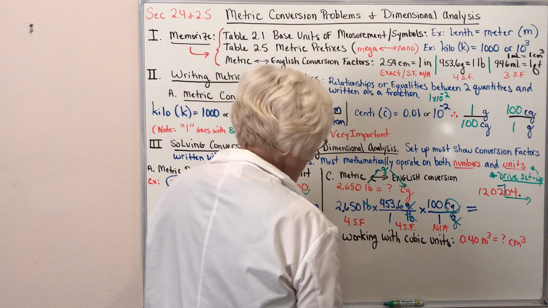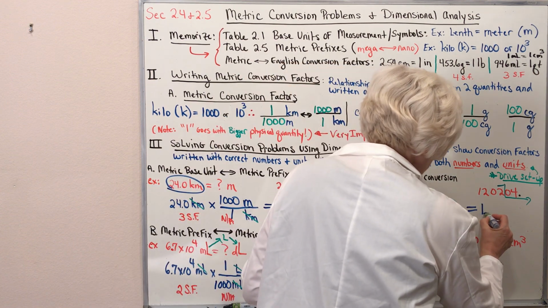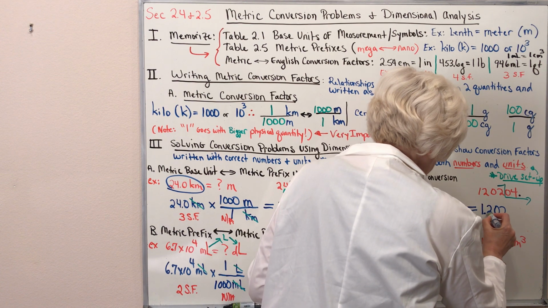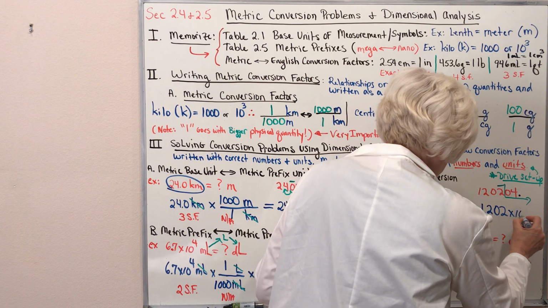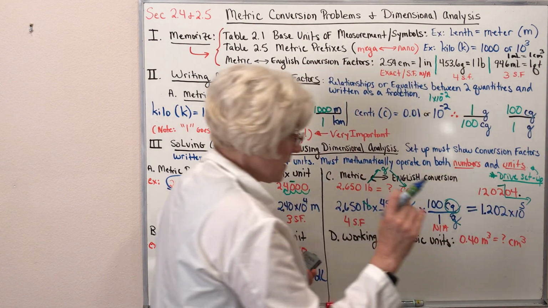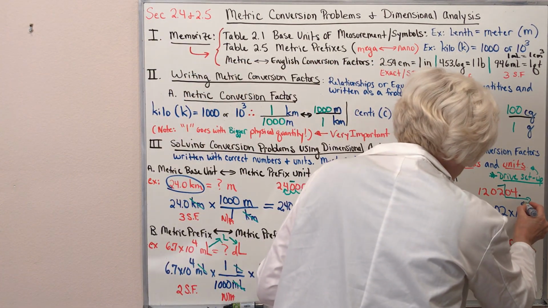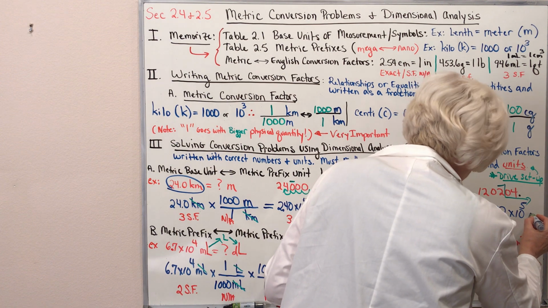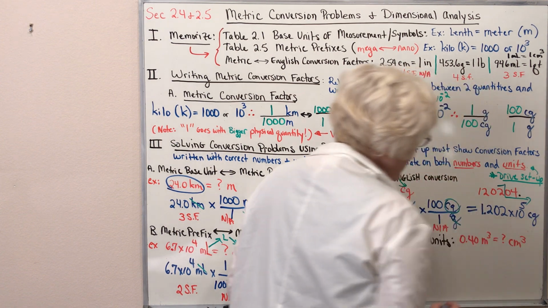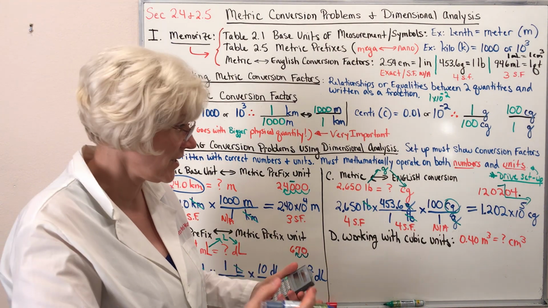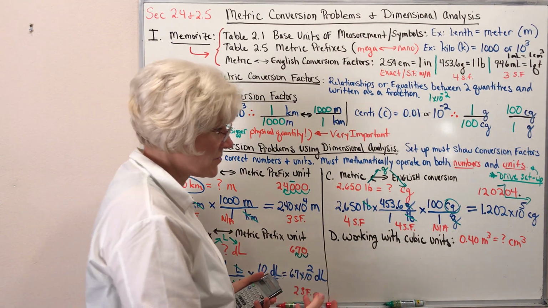And I will write down 1.202 times 10 to the 5th. Make sure you don't forget the unit. That's a very common early developmental mistake for students who are beginning their career with chemistry, their experience with chemistry.